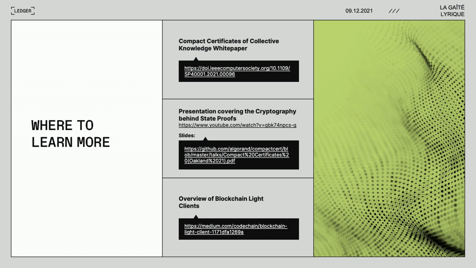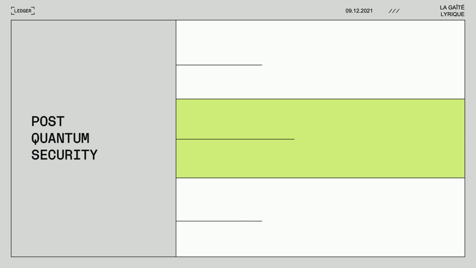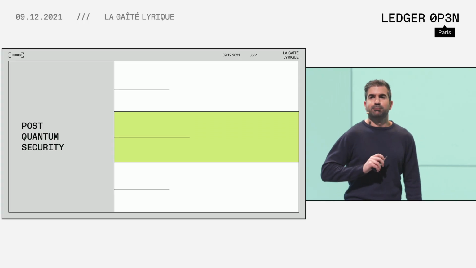Just for reference, the slides are going to be available online for those who want to learn more, because clearly I just scratched the surface. There is a list of reading that you can go through. All right, done with the technical part. Let's talk about post-quantum security.